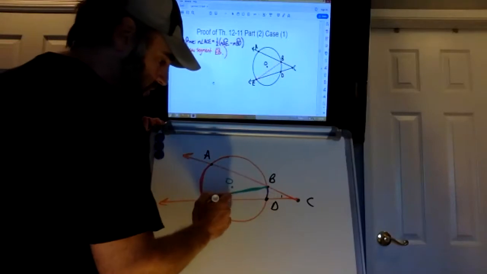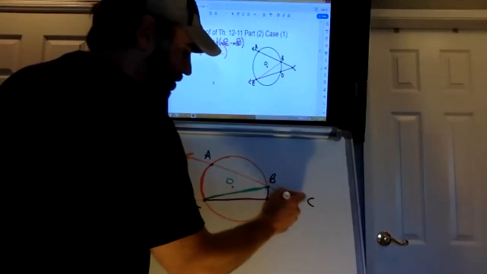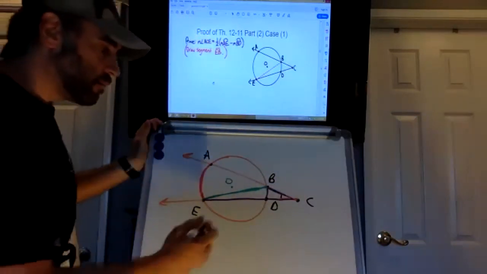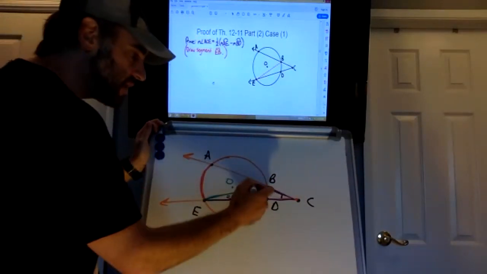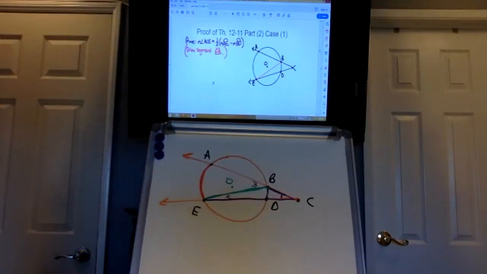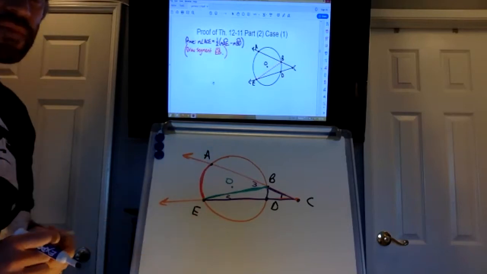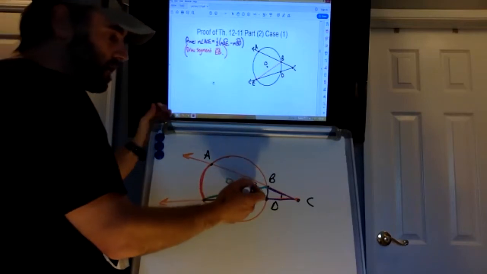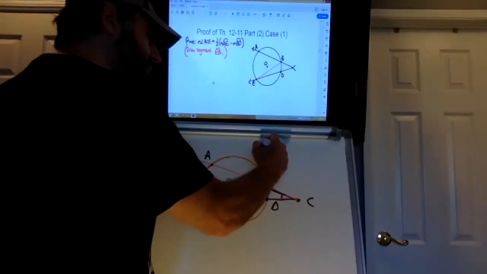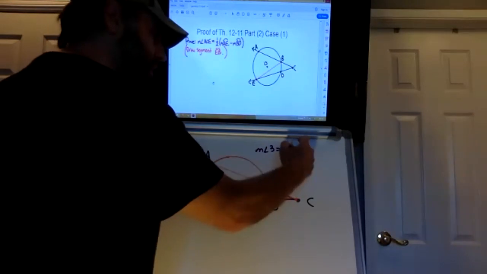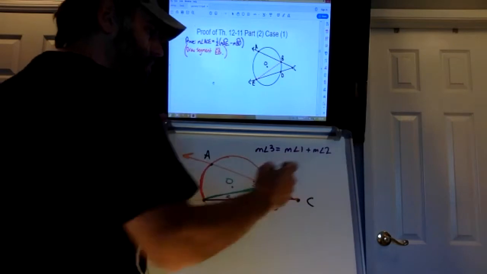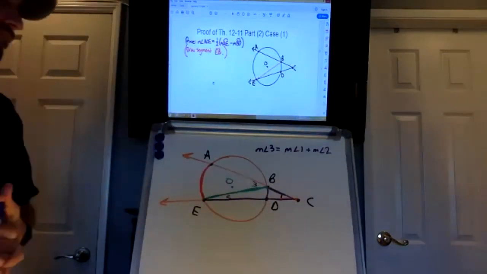You have this triangle that has angle 1 here. We can call this angle 2 and this angle 3. Everybody see that triangle right here? Angle 2, angle 1, angle 3. Now, we know by the triangle exterior angle theorem that the measure of angle 3 is equal to the sum of the measure of angle 1 and the measure of angle 2. Any questions about that so far?